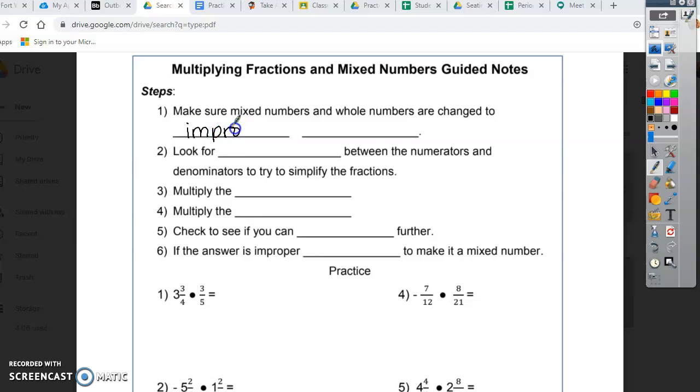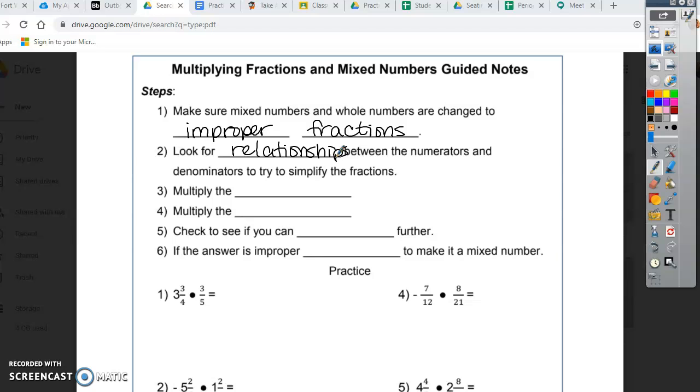Now the next thing we're going to talk about is something you're probably going to understand, but you just might not have used this terminology. And I always say look for relationships between numerators and denominators to try to simplify the fractions. So you're looking basically to see if there's common factors where you can simplify, okay?